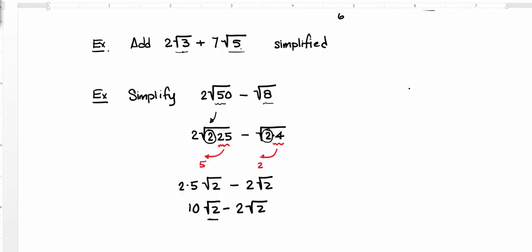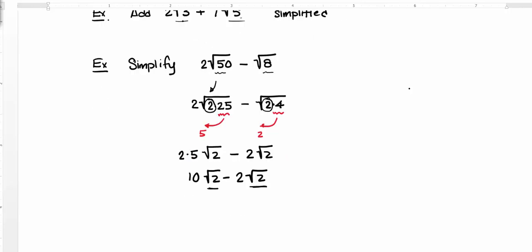And now if I look, I have the same radical parts. Right? So it's just like when we talked about simplifying terms, you had to have the same variable parts. Here we have to have the same radical parts. So now I can simply take the quote-unquote coefficients out front, right? The numbers out front. I can just have 10 minus 2 times the square root of 2, or 8 times the square root of 2.